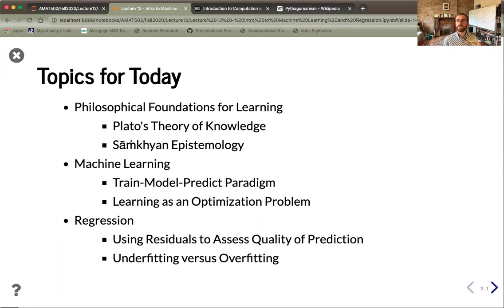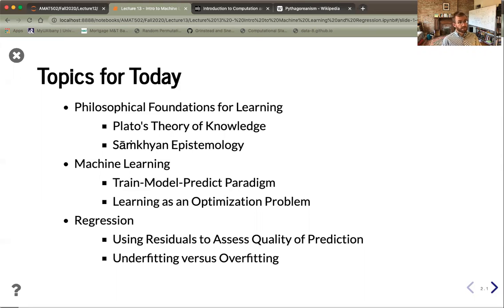So the topics for today are going to start off with some more historical context. In particular, I'm going to contrast briefly two versions of what's called epistemology. Epistemology is the study of how we know things. First, I'll start with Plato and the Greeks, and then I'll move from the west to the east and do a quick survey of some Samkhya philosophy, which is the underpinning for a lot of orthodox Hindu schools of thought. You'll be surprised to see which one actually is more closely connected to machine learning.